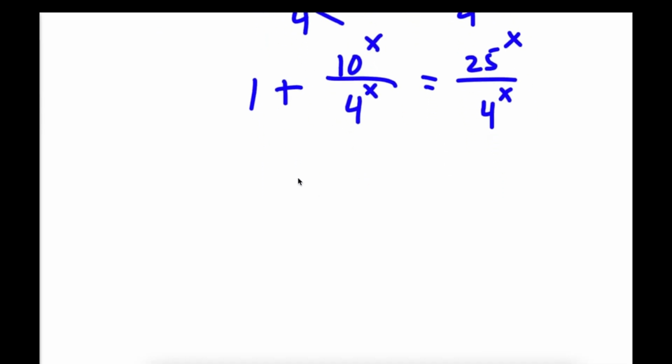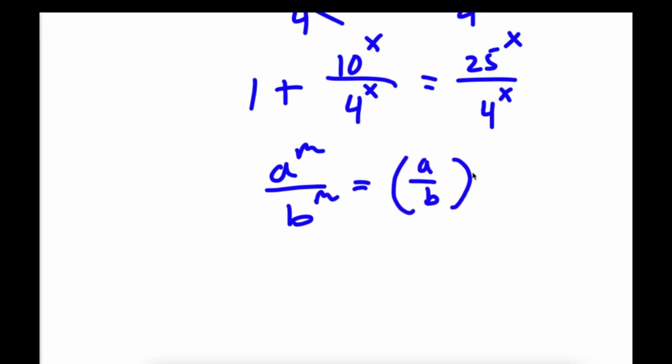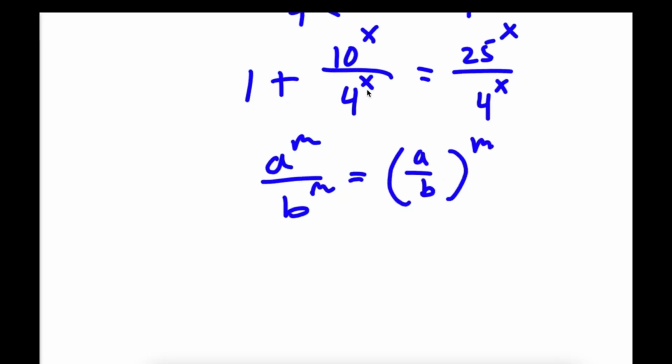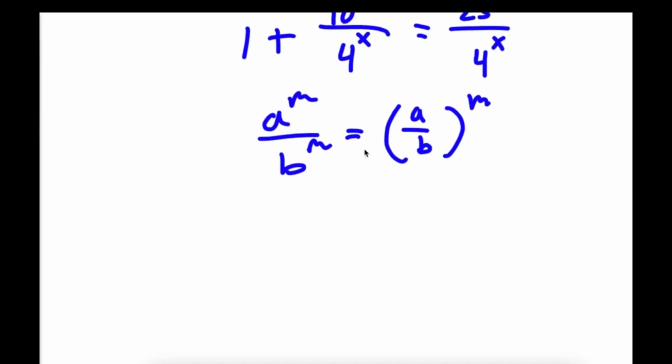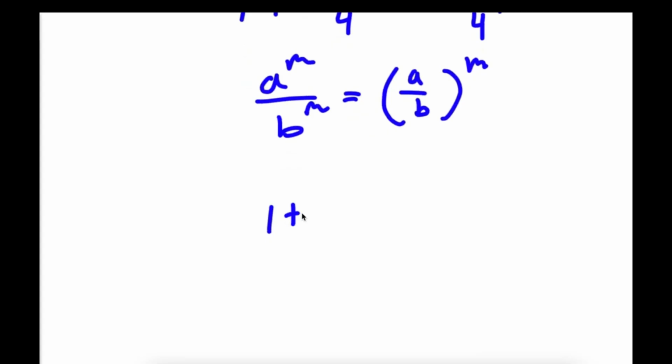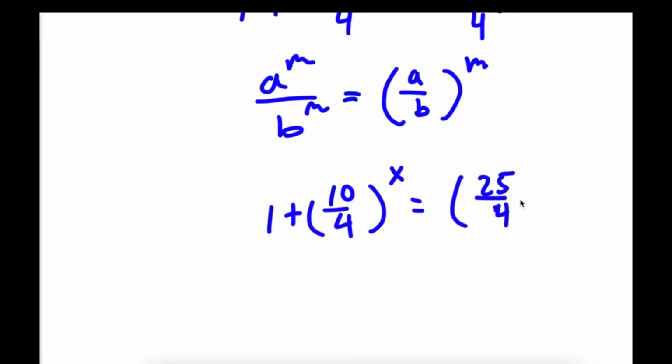Now, if I have something in the form a to the power of m over b to the power of m, this is the same thing as a over b to the power of m. So for both 10 to the power of x over 4 to the power of x and 25 to the power of x over 4 to the power of x, I can rewrite this as 10 over 4 to the power of x and 25 over 4 to the power of x.